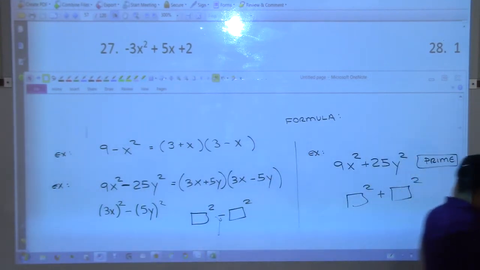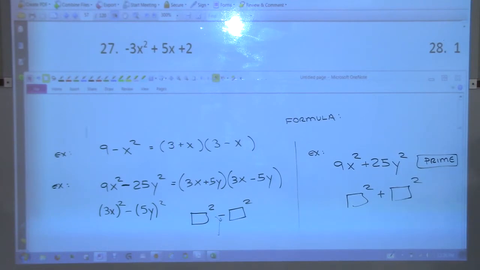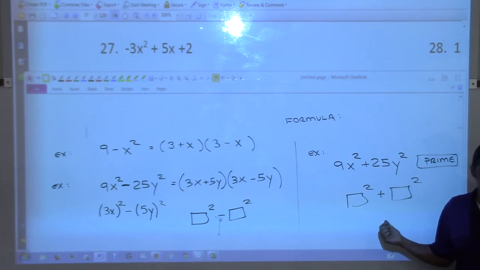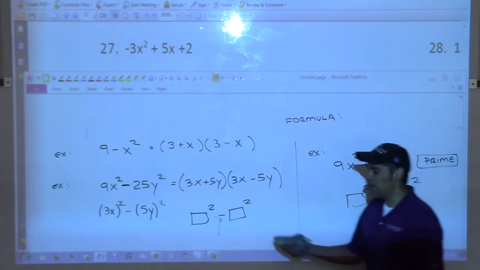All right. Break time? Y'all want to take a break? Say that again, sir, so I can write it down. Okay, so if we have two terms and they're each squared and there's addition between them, we cannot factor them. It has to be a difference between them.